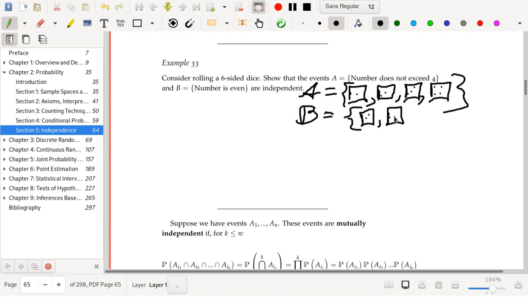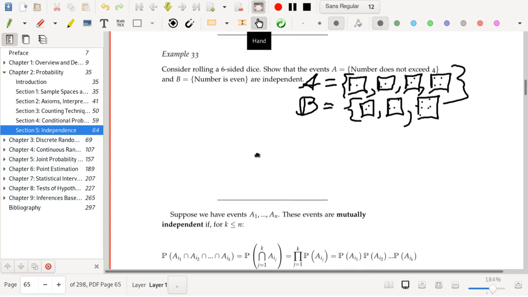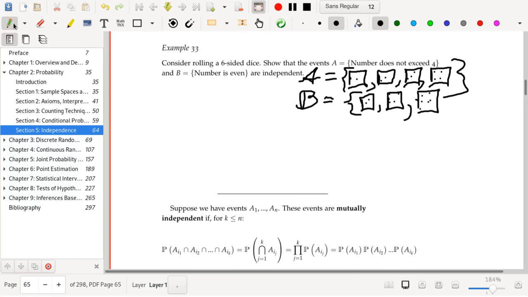Come on. I want the fourth pip. Ugh. I tried. And 6 pips. Ugh. Not always cooperative. All right.